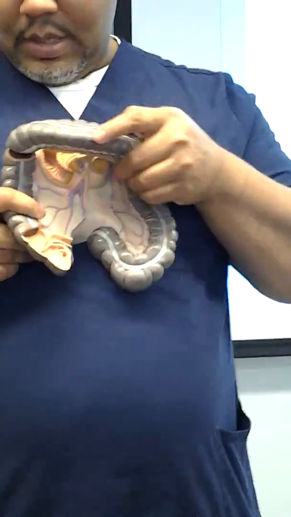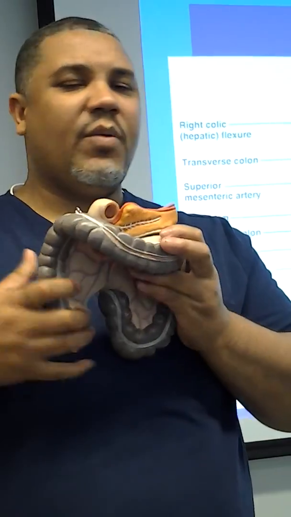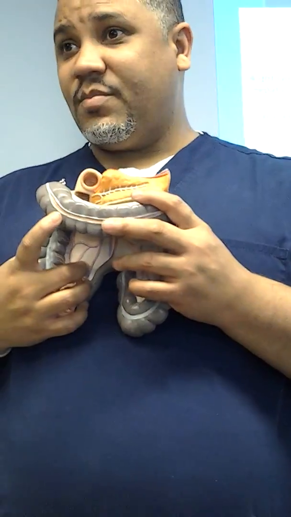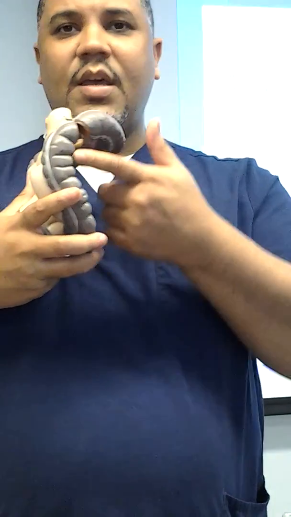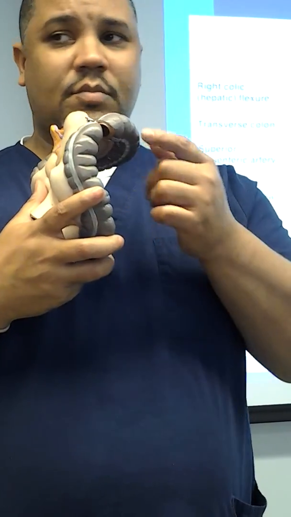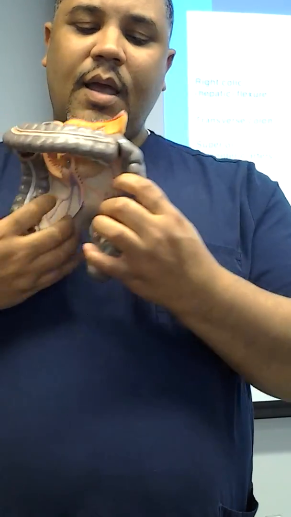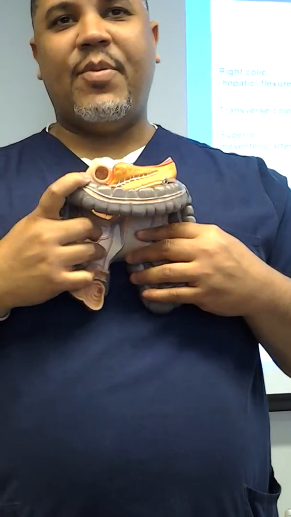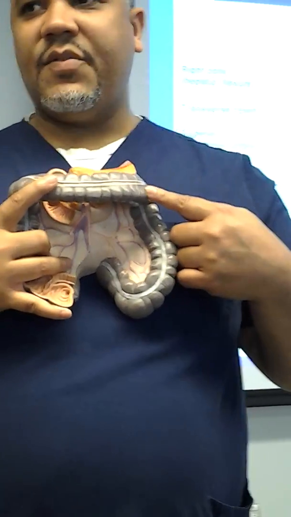Okay? Now, at the top here, where you see that there is a bend, notice that there's a bend here. When you have a bend between two bones that shorten the distance between two bones, that is called flexion. Well, this is a shortening of the distance between two intestinal components, so this is called a flexure. Okay? So this is a flexure on the right side, and this is the flexure on the left side. The flexure on the right side happens to be near the liver. The flexure on the left side happens to be near the spleen.